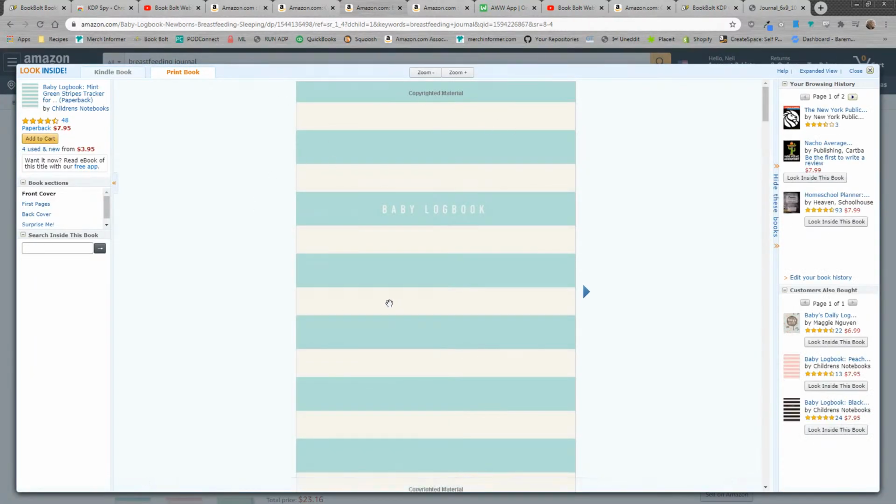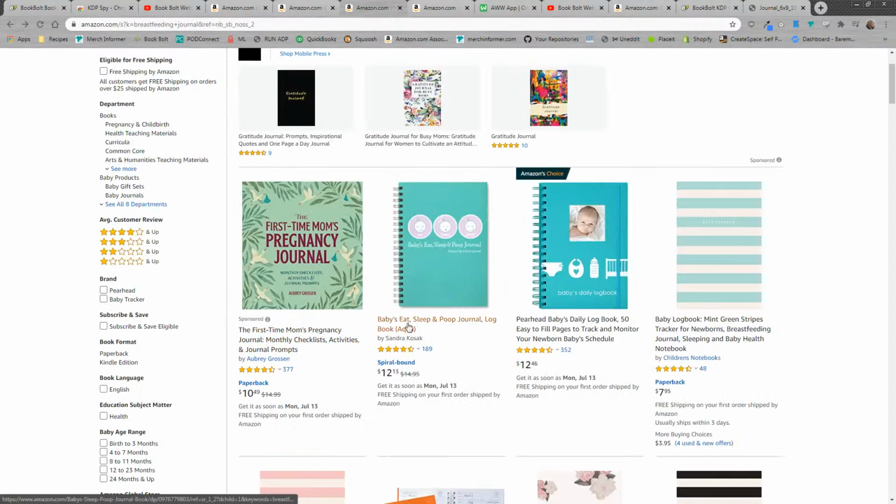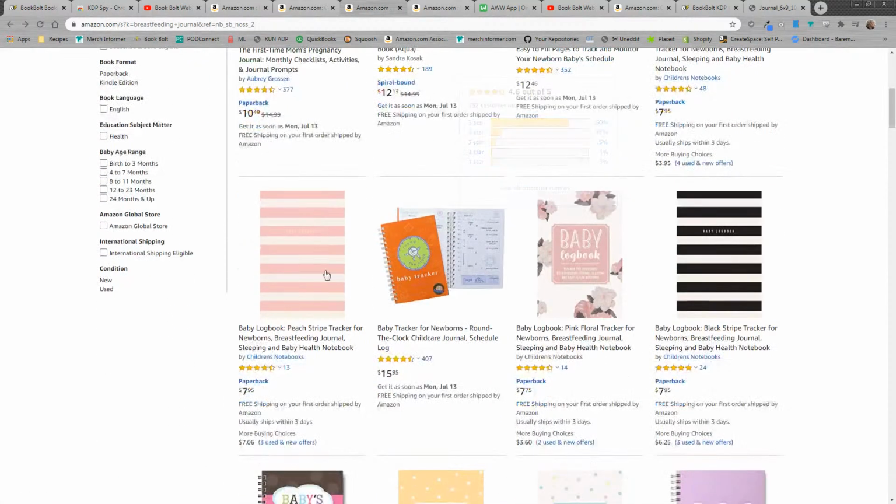This is, in my opinion, a terrible cover, right? The colors are good, but if I'm searching for a breastfeeding journal, and the first thing I notice on this page, this is a good cover. I can read that. I can't read that at all. I have no idea what that says. I'm going to scroll down. I have no idea what that says. I know what this says. It's big. No idea what this says.